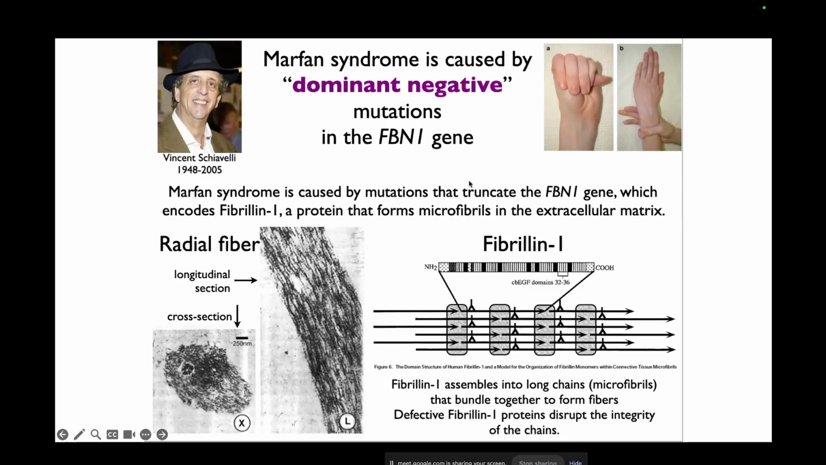Another good example is another disease called Marfan syndrome, which is caused by dominant negative mutations in the FBN1 gene. It encodes a protein called fibrillin 1, which forms microfibrils in the extracellular matrix. So these are the conditions. You have deformed hand and leg structures because of the mutation in this FBN1 gene. So this is an example of a dominant negative mutation as well.